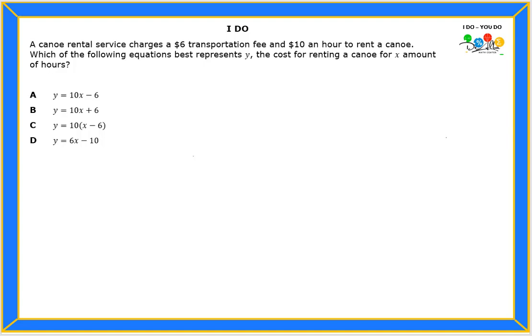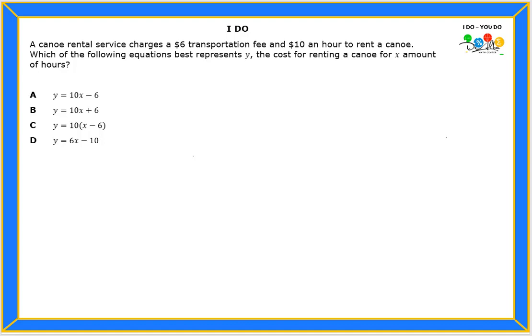And it says, a canoe rental service charges a $6 transportation fee and $10 an hour to rent a canoe. Which of the following equations best represents y, the cost for renting a canoe for X amount of hours? Okay, so what do we have here? Well, there's no graph, there's no table. Man, this is a tough one.